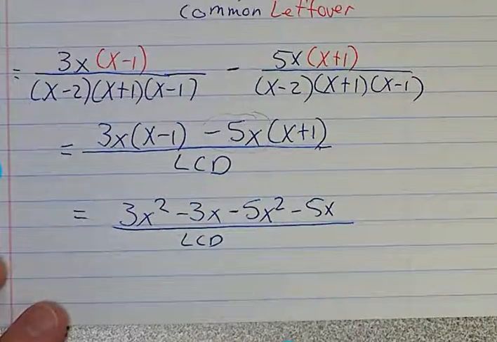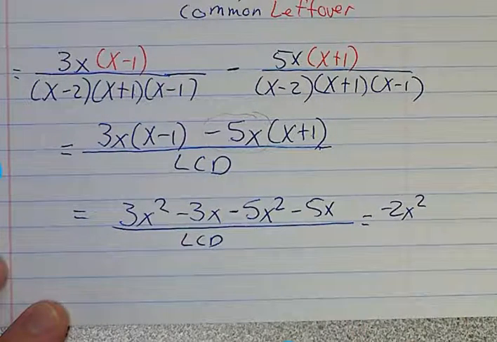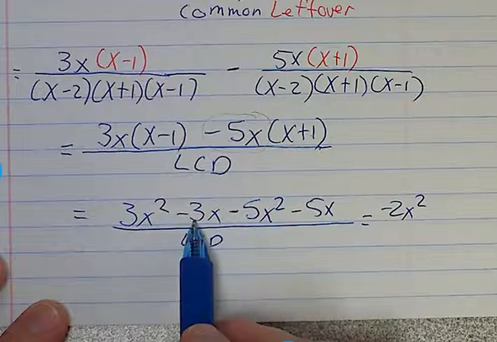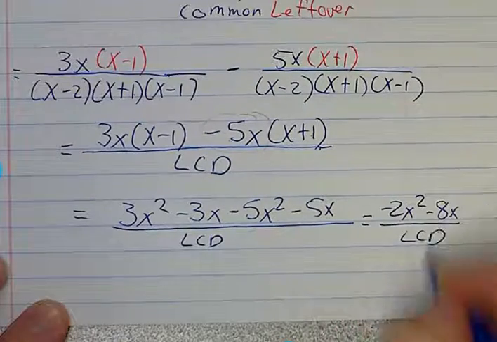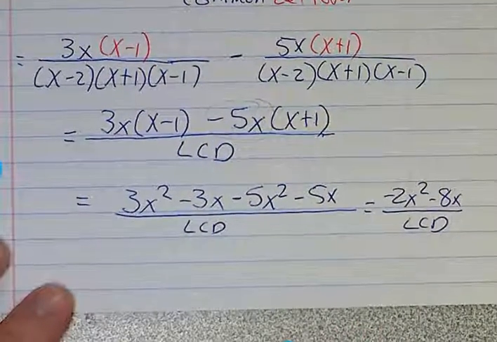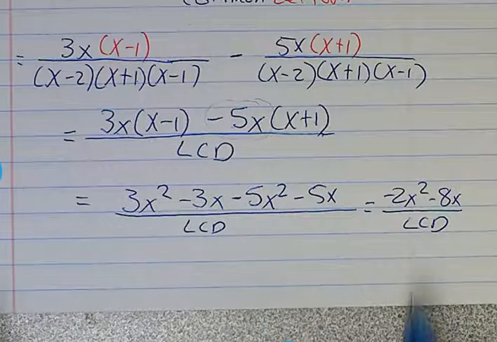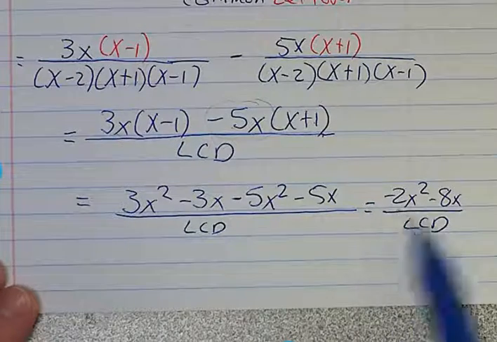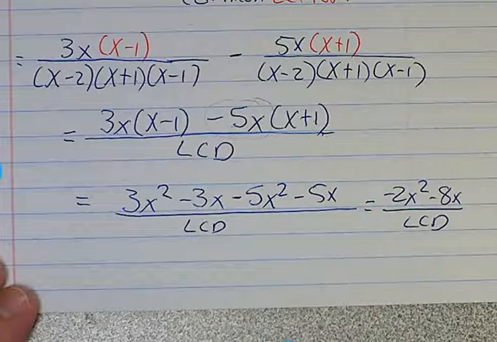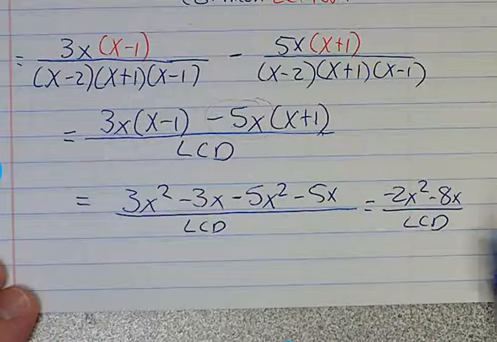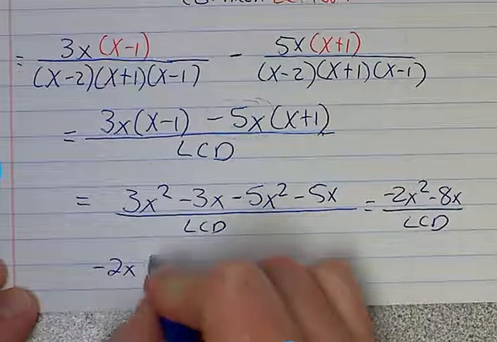And now you're just combining like terms. You've got 3x squared minus 5x squared. That's negative 2x squared. Negative 3x minus 5x, that's a negative 8x. Now we've added, subtracted, we've multiplied, we've done all the work we can do on the top, we've got it to here. And once you get it to here, is there anything we can do to take some factoring out of this thing? Yep, they both have a 2, they both have an x, they both have negatives. So let's take out a negative, a 2, and an x here. We take out a negative 2x.